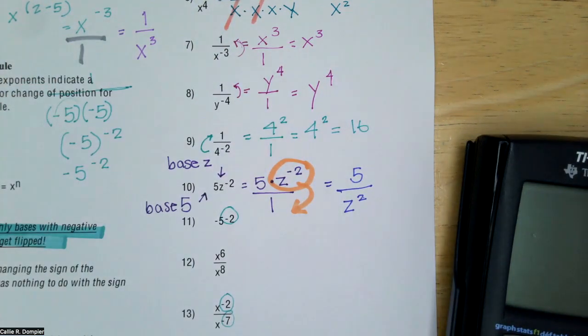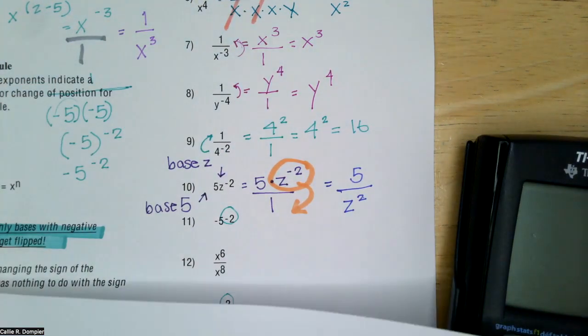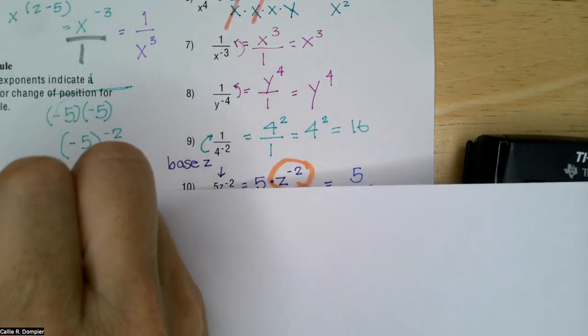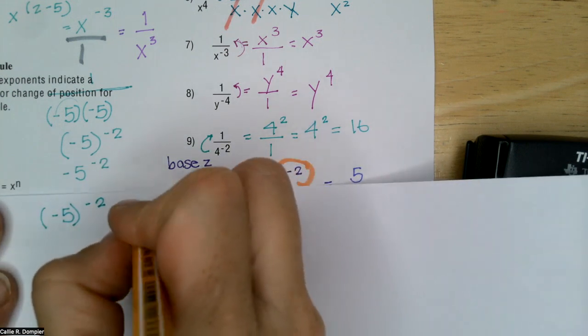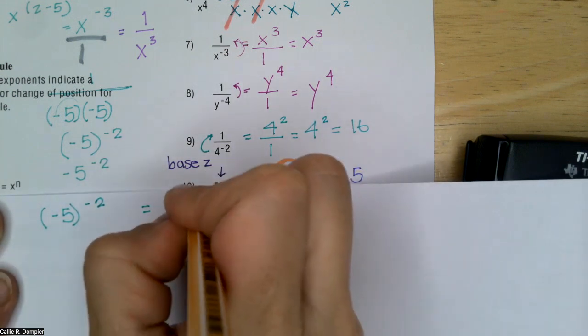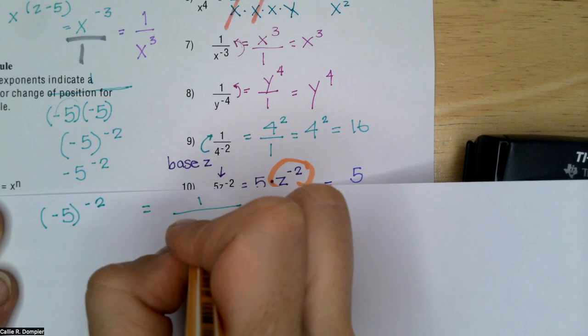This is a terrible example. All right, let me start over. Negative 5 to the power of negative 2 would become, I'll move it across the fraction bar.